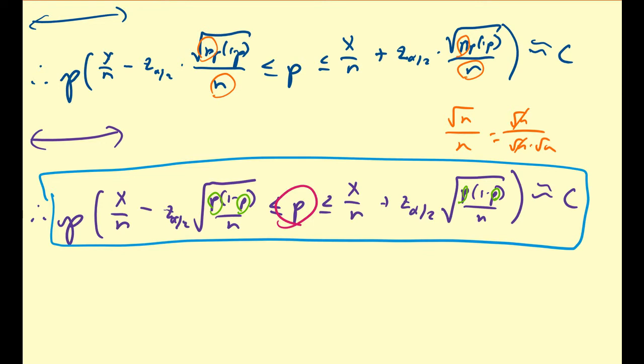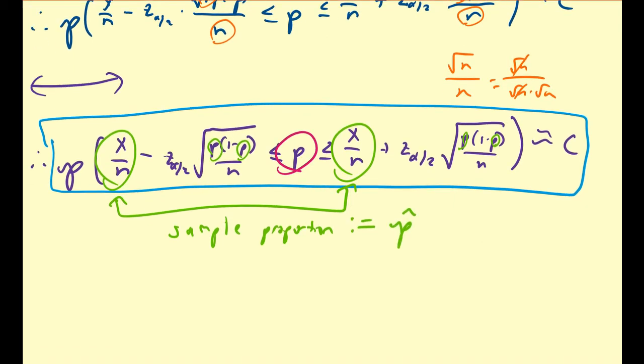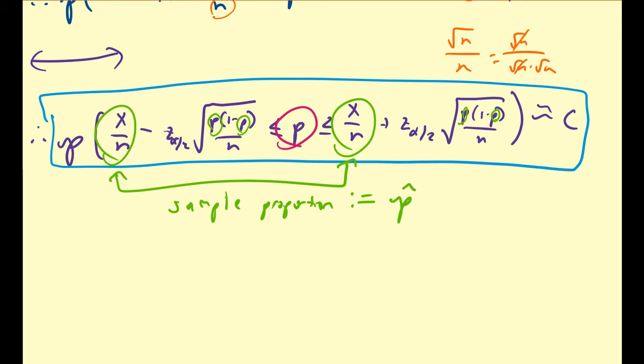And also we have this expression here, x over n. So what exactly is x over n? Well, x is pretty much going to be the number of successes, right? Or the interested number of successes, and n is going to be the number of trials. So pretty much this is going to be a sample proportion, and I'm going to denote that by p hat. So p hat is going to represent my sample proportion.